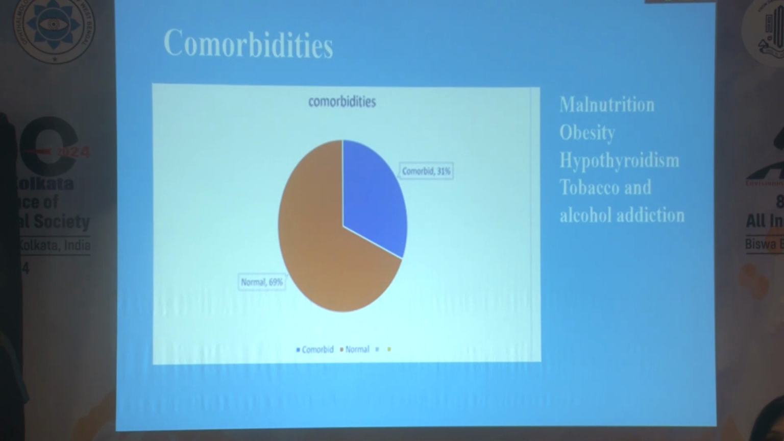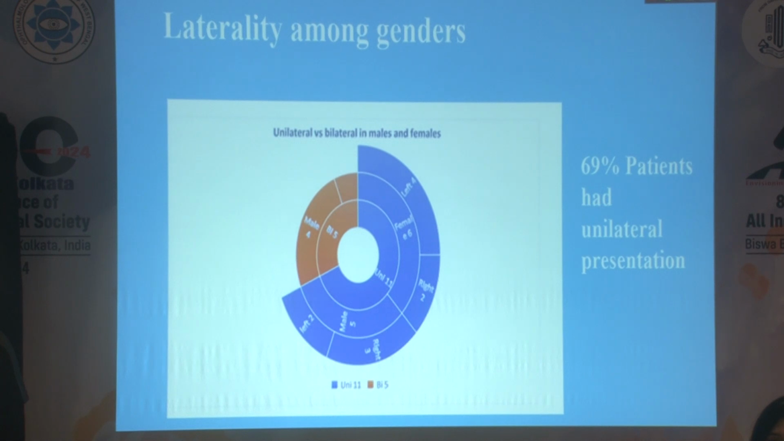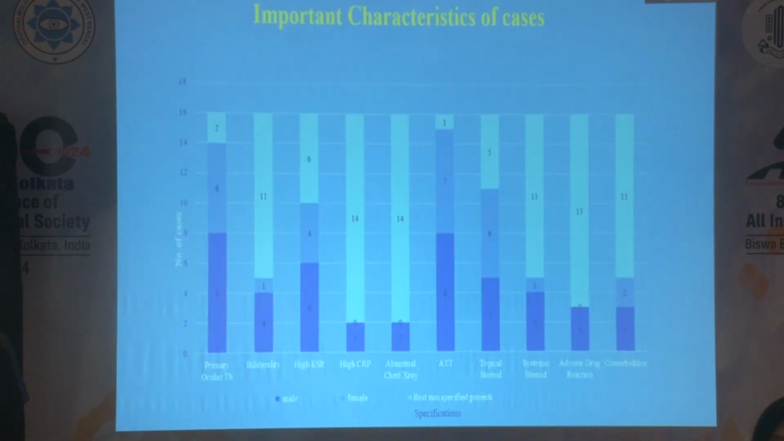31% of patients had comorbidities, and almost 70% of patients had unilateral presentation. Actually, there was no difference in gender distribution. So primary ocular TB was seen in 14 of the patients, and secondary ocular tuberculosis in 2 of the patients.